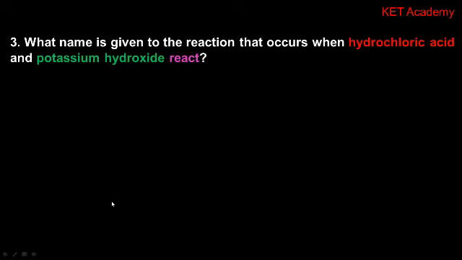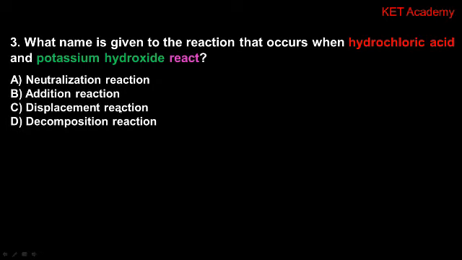Now question 3. What name is given to the reaction that occurs when hydrochloric acid and potassium hydroxide react? If we look at this very well, we see that hydrochloric acid is a strong acid and potassium hydroxide is a strong base. So normally a reaction between a strong acid and a strong base is usually a neutralization reaction. So let's look at our proposed answers.